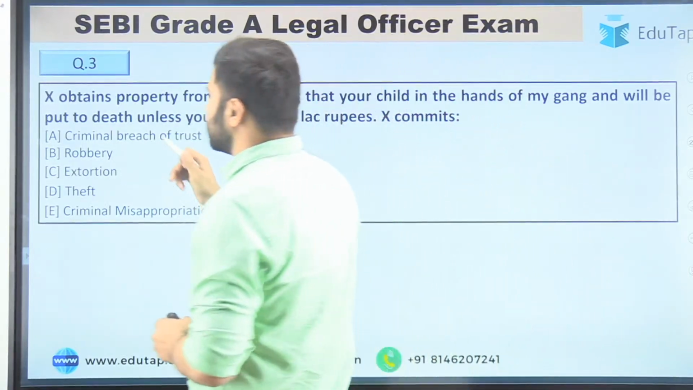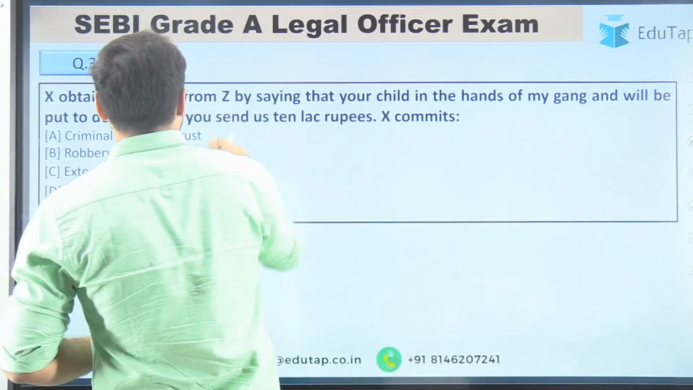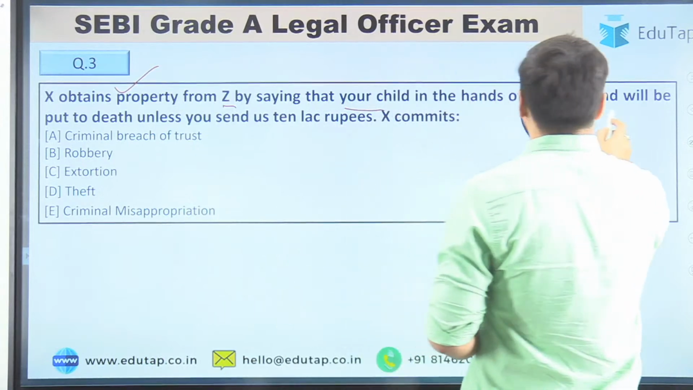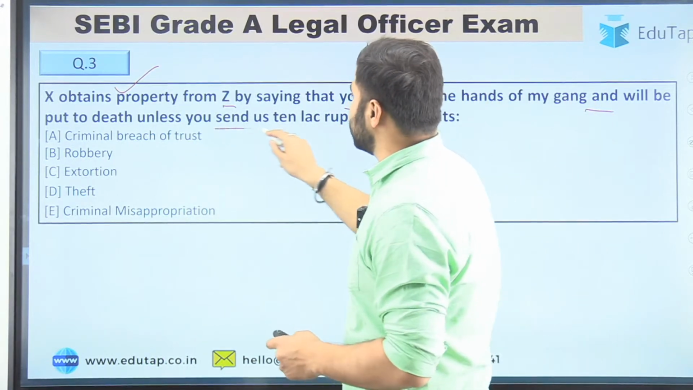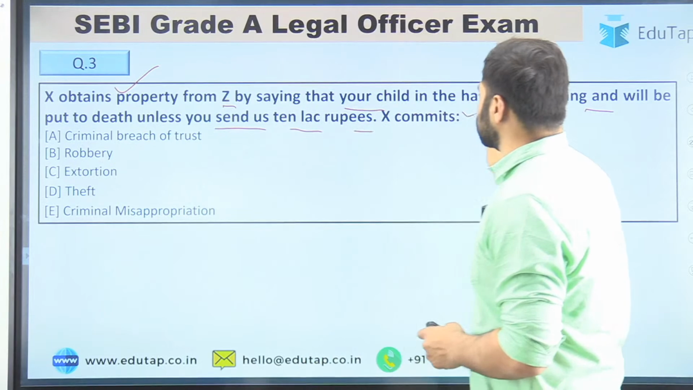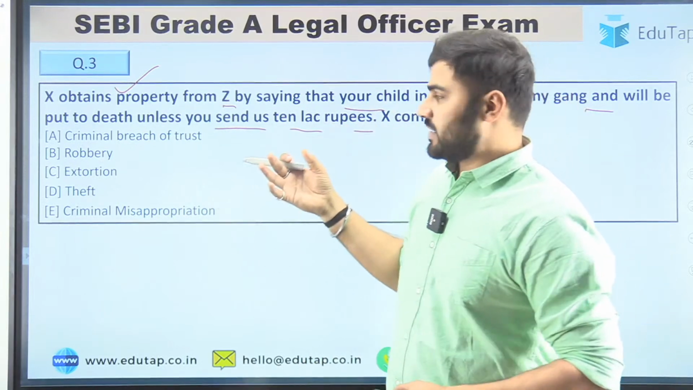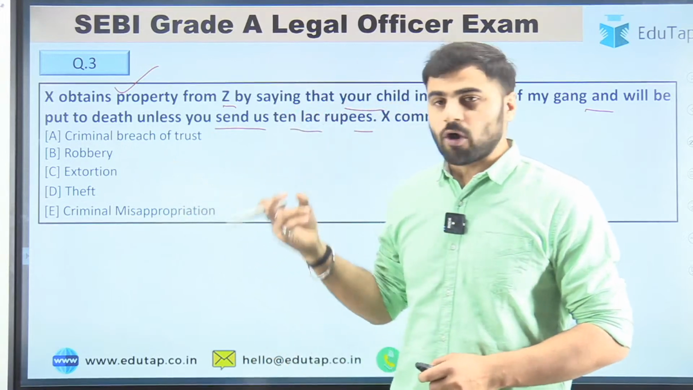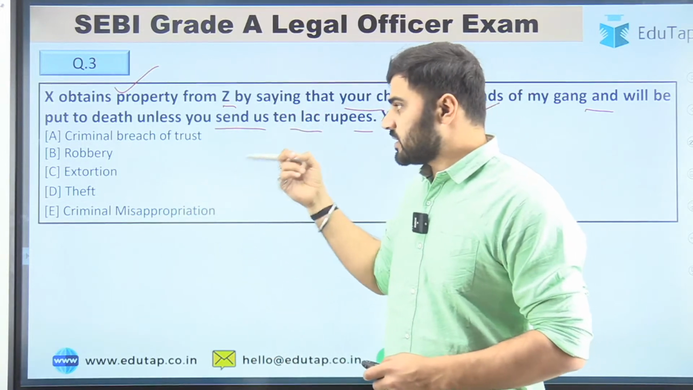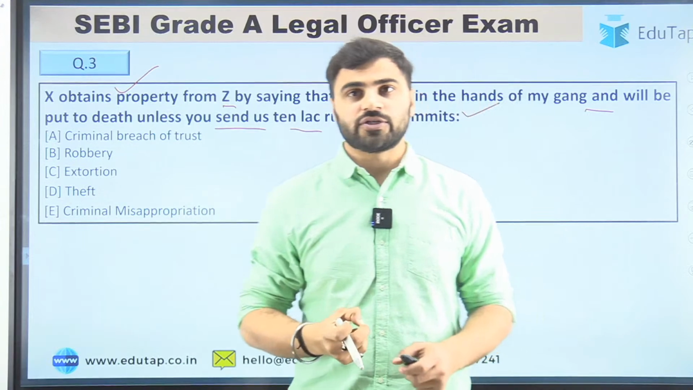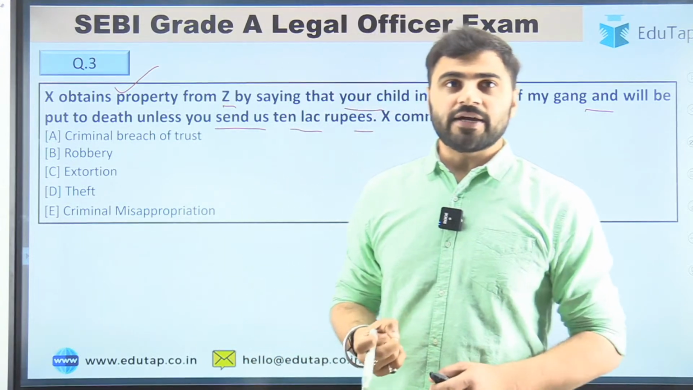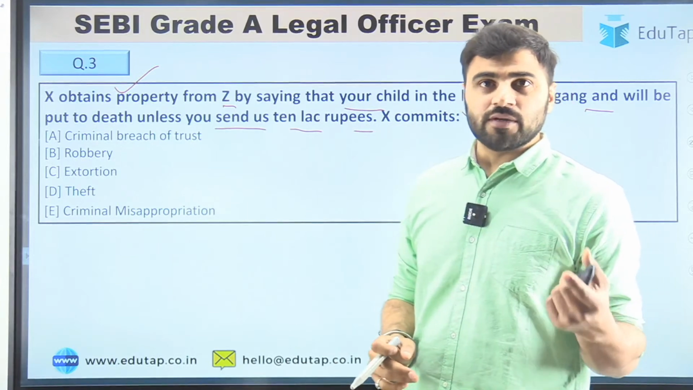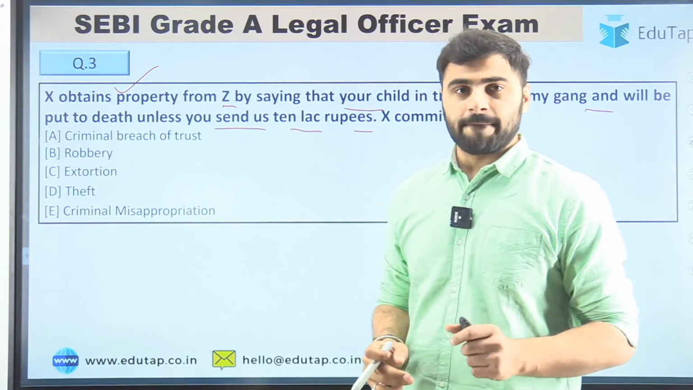So guys, question number third is: X obtains property from Z by saying that your child is in the hands of my gang and will be put to death unless you send us 10 lakh rupees. X commits which of the following offenses? Your options are criminal breach of trust, robbery, extortion, theft, or criminal misappropriation. Tell me guys the right answer for question number third. Do mention the question number first, then mark your answer.